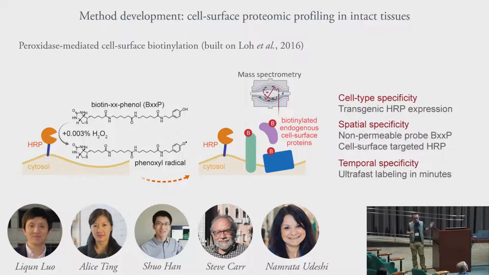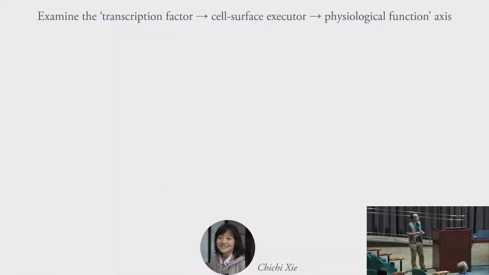This paper was published 2 years ago, so if you are interested in the details of this method, please go to the paper. And next, I'm going to talk about one application in fruit fly olfactory development, and the other one is the extension to the mammalian system. So this is a collaboration with another graduate student in Li Qing's lab, Qi Xie. We use this method to study the transcription factor to cell surface executor to physiological function axis.